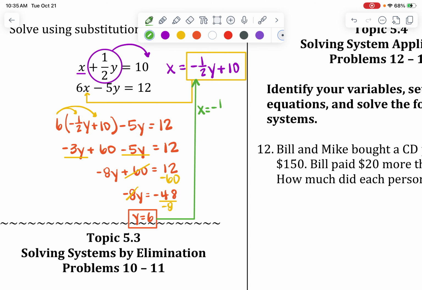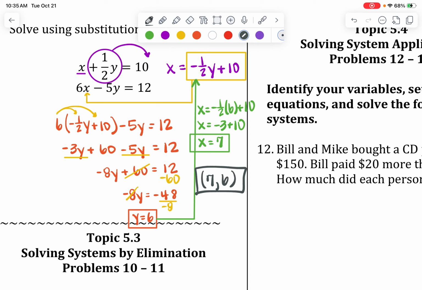So x equals negative 1/2 of 6 plus 10. Well, negative half of 6 is negative 3, and negative 3 plus 10 gives me 7. So it looks like our solution is (7, 6). Voila. I'll highlight that.